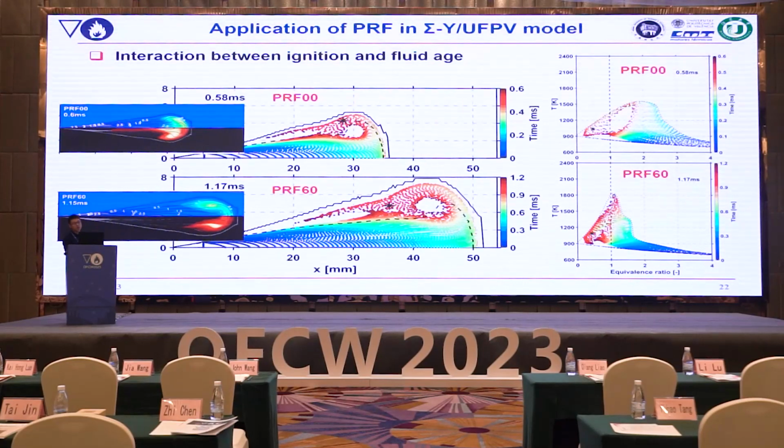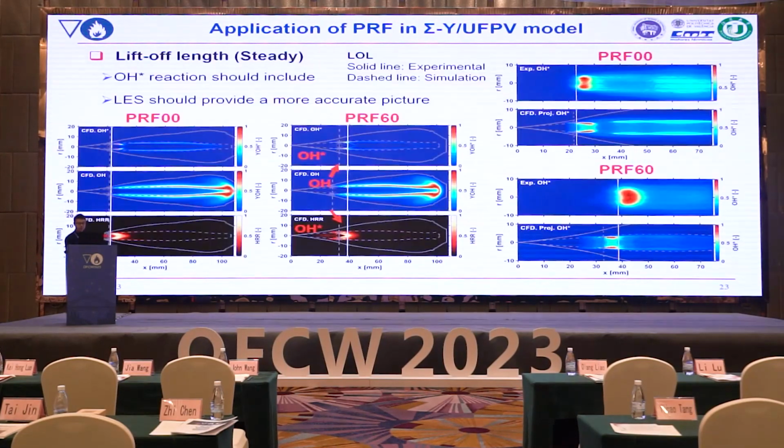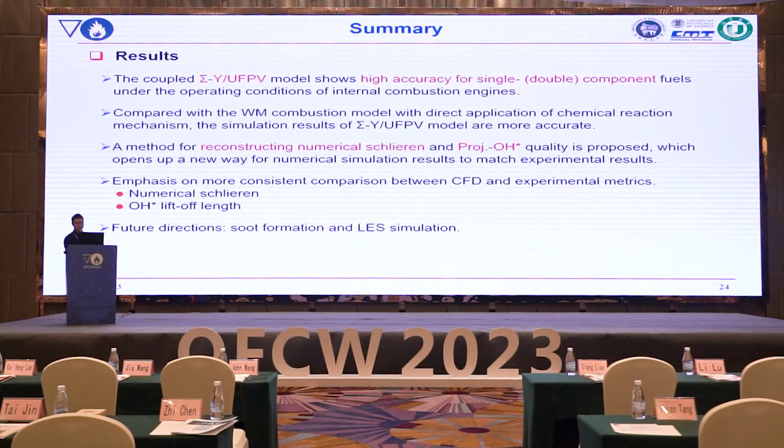And we also compare the ignition of the fluid engine. Its results are very similar to Chongqing. And we also compare the lift-off length for the PRC. We check in the middle of the column. We find that using the OH star is better than using the OH. And on the right is the projection of the OH star that we compared with the results.